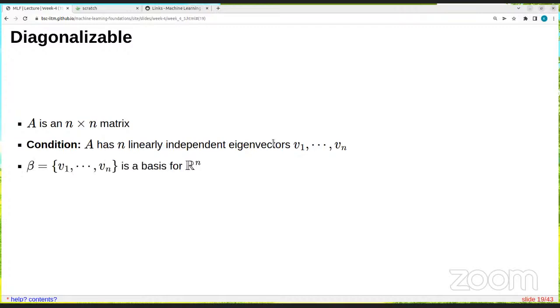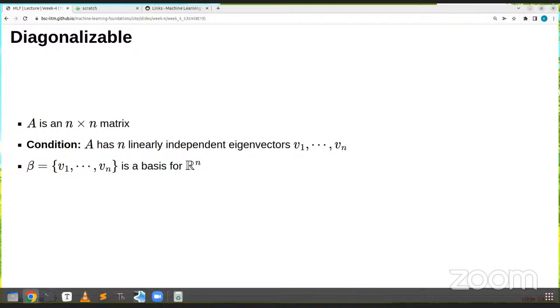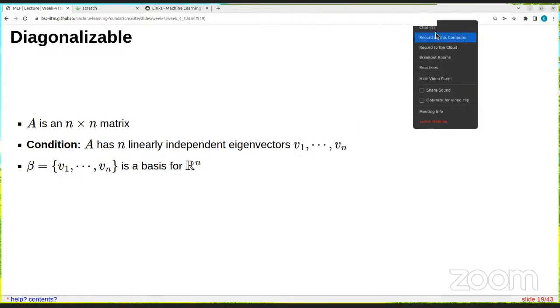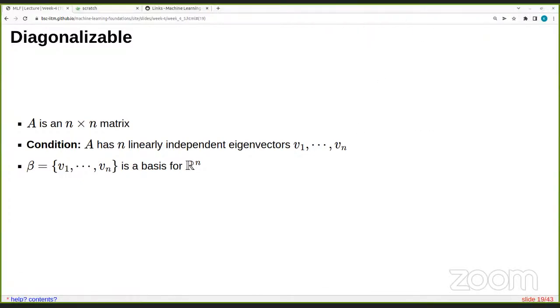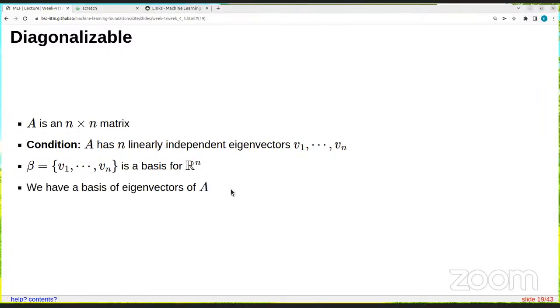Do you all agree that beta, equal to this set V1 to Vn, will be a basis for Rn? Is there anyone who's not in agreement with that? Okay, I hope all of you agree with that. Yes, sir. Okay, then we have a basis of eigenvectors of A. I'll just stop for a minute here. Do you all understand whatever is there on the slide?